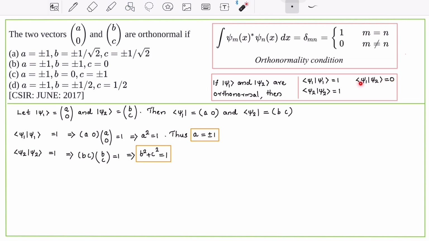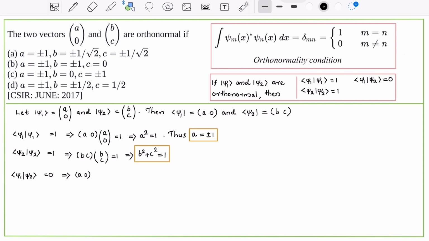Finally, let us use the third condition. The inner product of psi 1 with psi 2 is equal to 0. This implies that row matrix A0 into the column matrix BC is equal to 0. This gives AB is equal to 0.